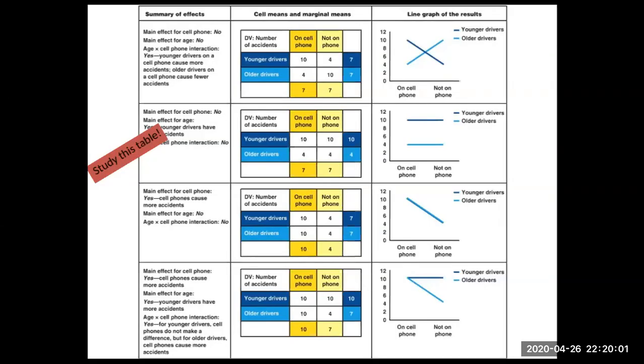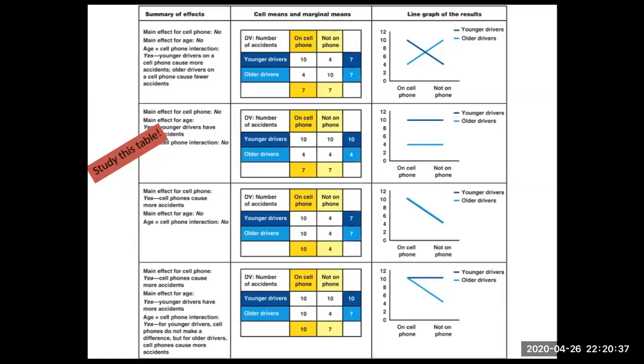If we look at the marginal means, let's again start with cell phone. 10 and 10 is an average of 10. 10 and 4 is an average of 7. Is 7 significantly different from 10? Yeah, that's 3 fewer accidents. That's pretty significant. So we would say, yes, there's a main effect for cell phone. Looking at older and younger drivers, we have the same pattern. 10 and 10 is an average of 10. 10 and 4 is an average of 7. And we would say that, yes, we do have a main effect of age. Younger drivers get into significantly more accidents overall. People on their cell phone get into significantly more accidents overall.